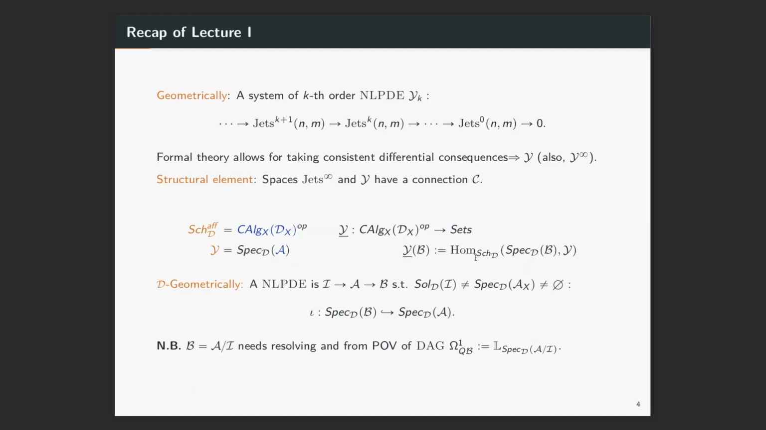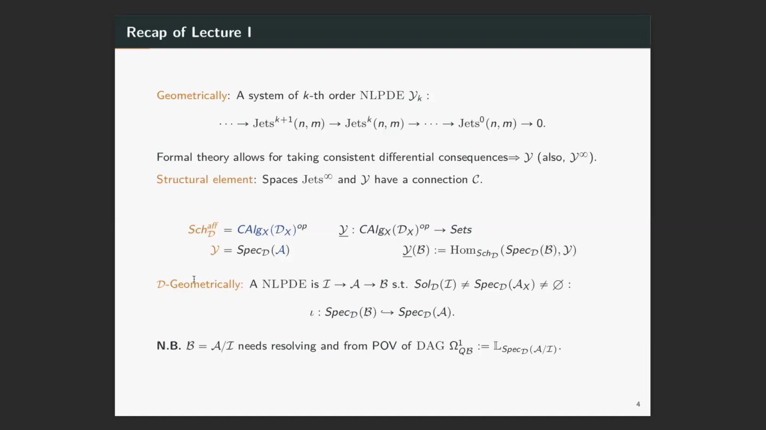It is just mapping, probing this space by spaces of a similar kind. Dually, it can be viewed as taking algebra morphisms from the functions on Y to B. So you swap them around because we're taking the opposite, and this is covariant functorially.